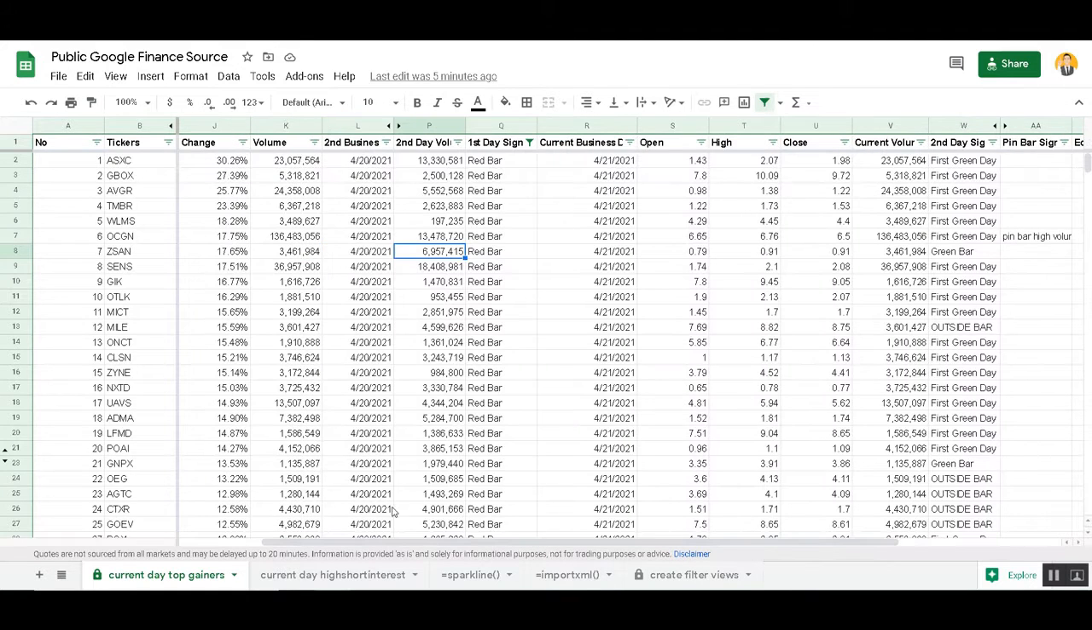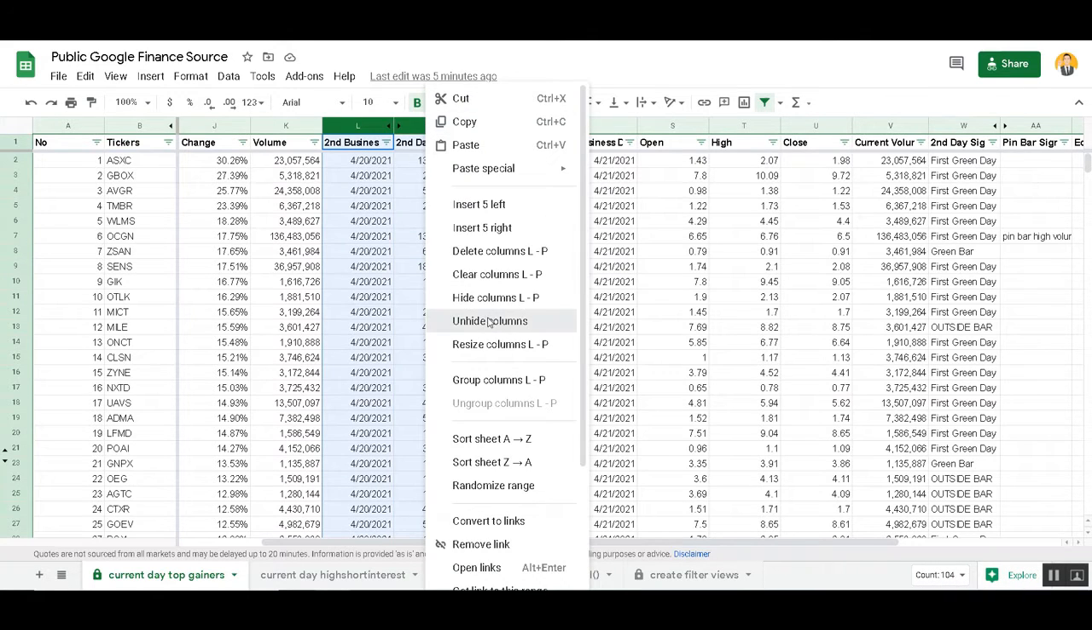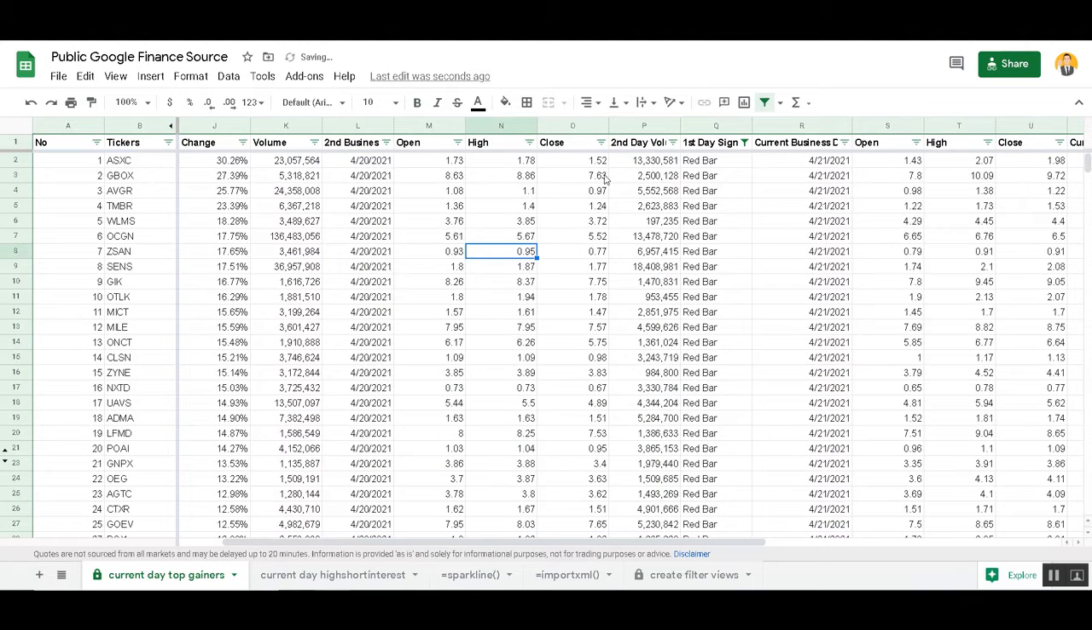I'll move on to the second day. Red candle, yes. I'll show you. I'll unhide this. Okay, so if you notice, the close of the day for this, at 1.52, is lower than the open price of the day, which is 1.73, and we have a red bar. In order to verify this, let's go and check it out.